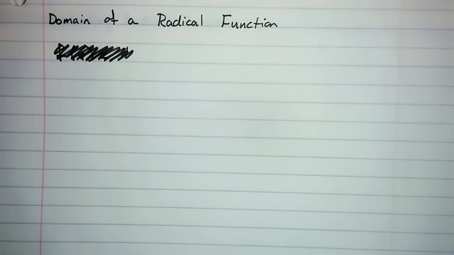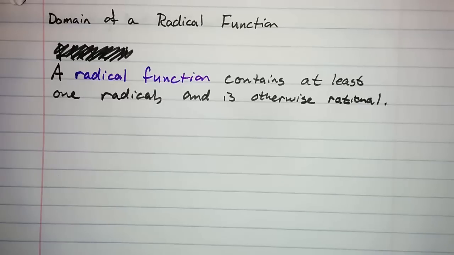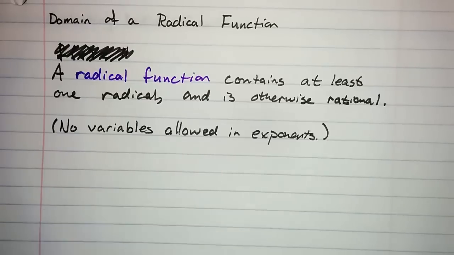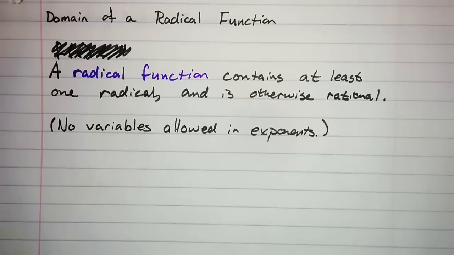So before we describe the domain of a radical function, let's take a moment to define exactly what we mean by a radical function. A radical function contains at least one radical and is otherwise rational. Just about the only thing that we can think of so far that's out of bounds at this point is variables and exponents. There are other things that are not allowed in radical functions, but we haven't met any of them yet. So what I would call the typical radical function, though, looks like this.